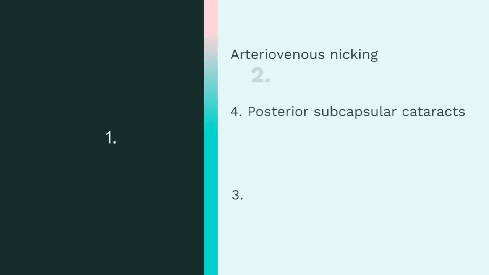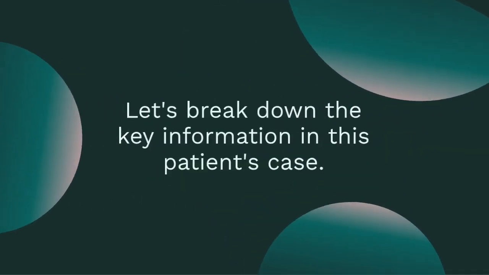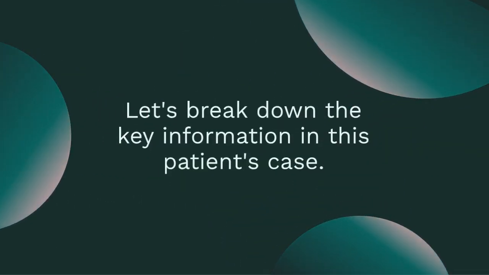1. Arteriovenous nicking. 2. Melanocytes in the uvea. 3. Optic neuritis. 4. Posterior subcapsular cataracts. 5. Tractional retinal detachment. Let's break down the key information in this patient's case.